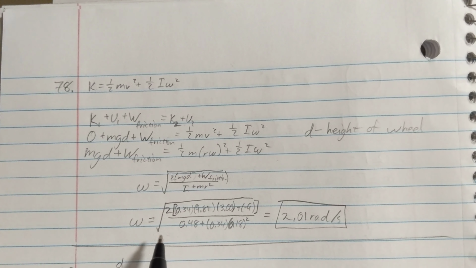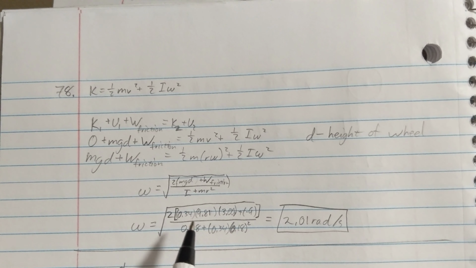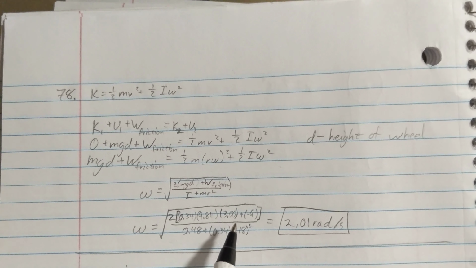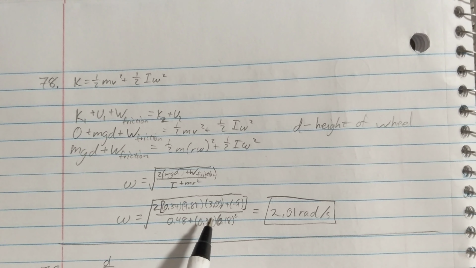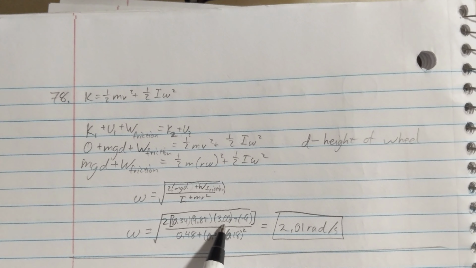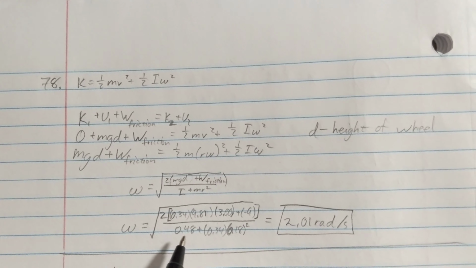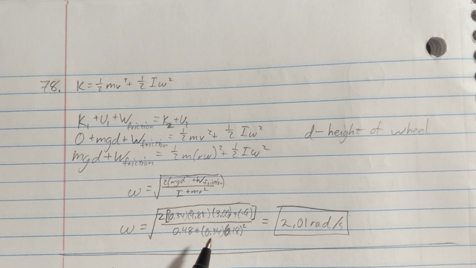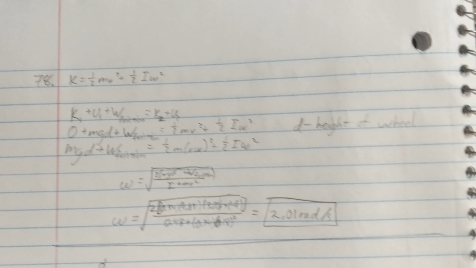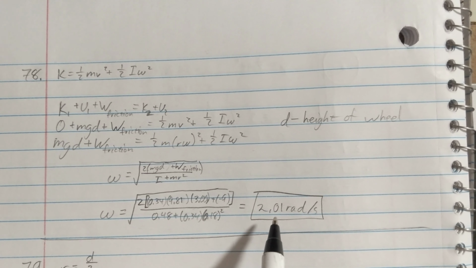And then we can plug in the numbers which were given to us in the equation. Mass is 0.34 kilograms, gravity is 9.81 meters per second squared. Our height is 3 meters. Not diameter, it's the height of the wheel, so where the wheel is at. So 3 meters plus -9 for friction, over our inertia, which is 0.48, plus mass again, 0.34, and our radius is 0.18 squared. So when we solve for this, it comes out pretty straightforward. Our angular velocity is 2.01 radians per second.